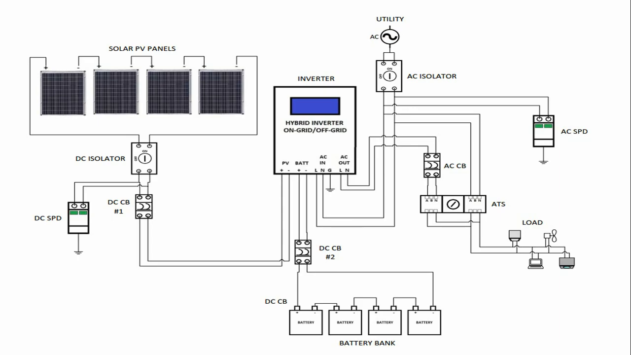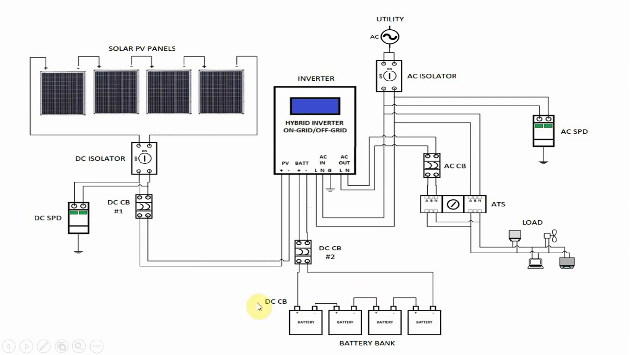Okay, so now that we have all the data that we need, let us build our hybrid system. The hybrid system is composed of 4 major parts: the solar power array, the hybrid inverter, the battery bank, and the ATS, or the automatic transfer switch. The solar panels convert solar energy into electrical energy, and this electrical energy will then be used to charge the battery bank through the hybrid inverter.